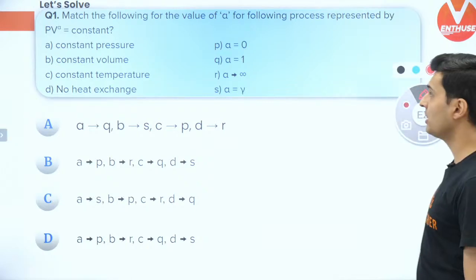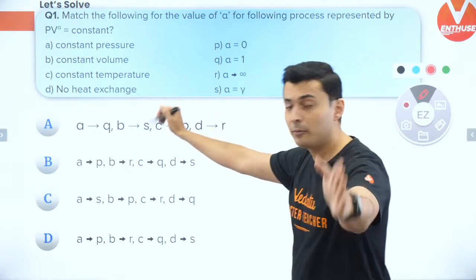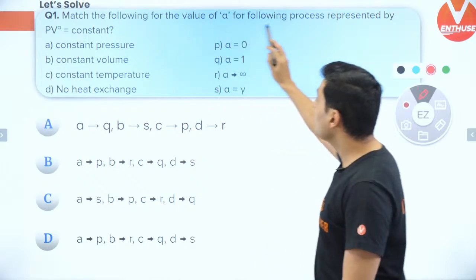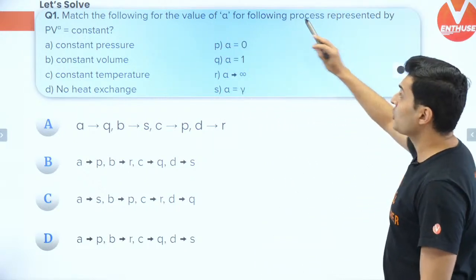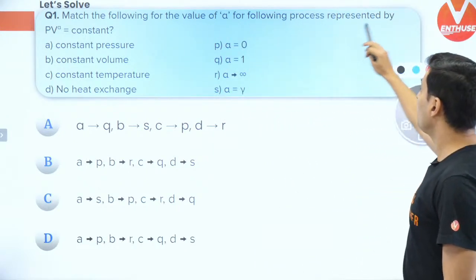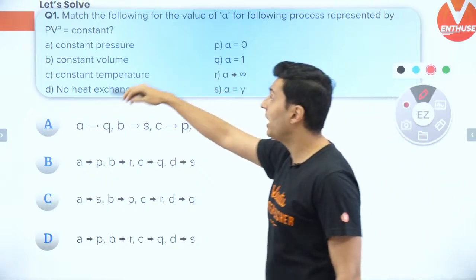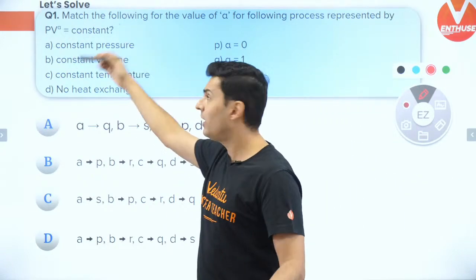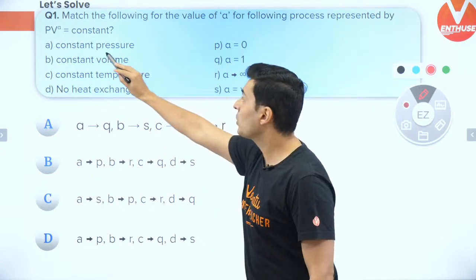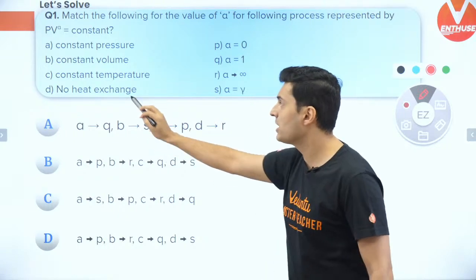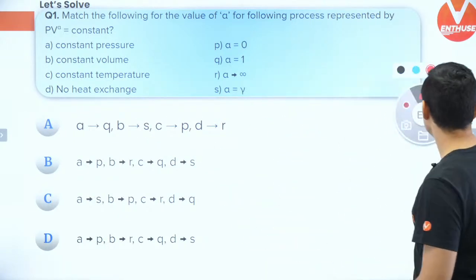Now, here is the first question out here. Match the following type, but there were options given. Which of the following value of A? So match the following for the value of alpha for following processes represented by PV raised to alpha is some constant. All right. So constant pressure, constant volume, constant temperature, no heat exchange. So let's start discussing this.